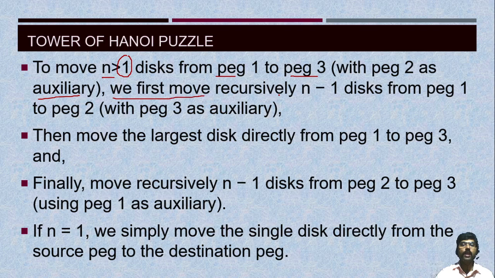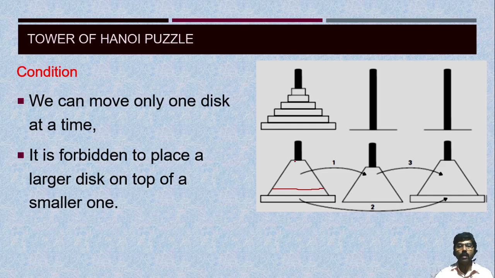For this, what do you have to do? We first move recursively n-1 discs from peg 1 to peg 2 with peg 3 as the auxiliary. As I already told, to move the nth disc, first I have to move the n-1 discs to peg 2, using peg 3 as the auxiliary peg. I am taking the help of this peg and placing all the n-1 discs here. Then the nth disc is transferred to peg number 3. Now the n-1 discs are here and the nth disc is here.